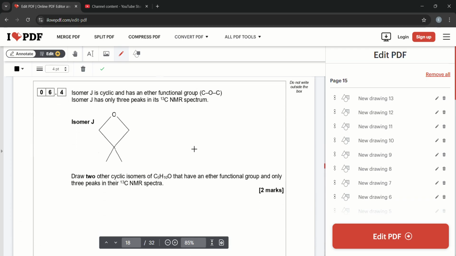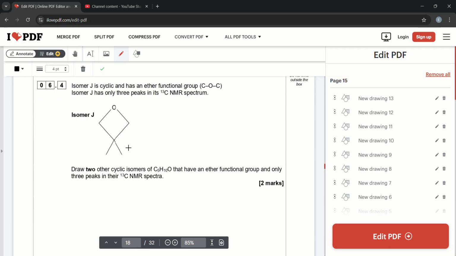And 6.4, isomer J is cyclic. Yeah, I can clearly tell because it has an ether functional group, COC. Isomer J has only 3 peaks in its 13 carbon NMR spectrum. Draw 2 of the cyclic isomers of C5H10O that have an ether functional group and only 3 peaks in the 13C NMR spectra. Only 3 peaks. Okay.